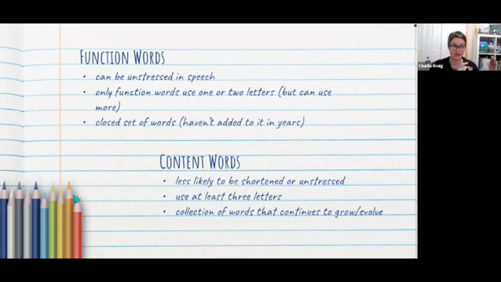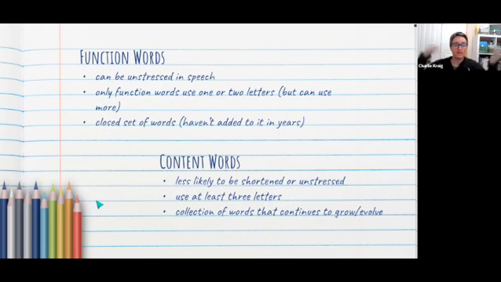In contrast, content words are less likely to be shortened or unstressed in our speech. Now, that isn't to say that they can't be. That's why I wrote less likely. Because we sometimes shorten content words, and then it becomes slang. Like the word sus, which apparently is a thing that my children use in speech, and I'm like, pardon me? So rather than saying the whole word suspect, we just say sus.